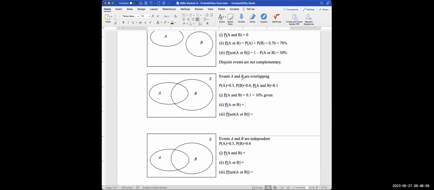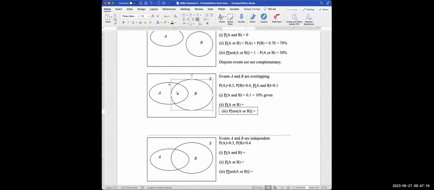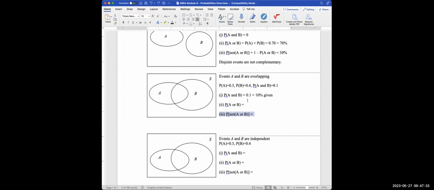So now that we know this overlapping piece here, do you know the next one, A or B?